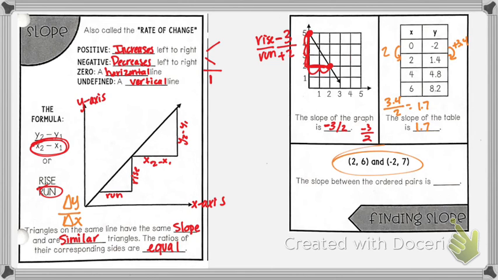Okay. Let's look at the last one. We have 2 points, and we're going to find the slope between the two ordered pairs. Okay, so this one we're going to use our slope formula right here. Okay, so I want to label x1, y1, and x2, y2. Okay, and so for our formula it says y2 minus y1, so y2 is 7 minus y1 is 6 over my x2 is -2 minus my x1 is +2. So we get 7 minus 6 is 1.